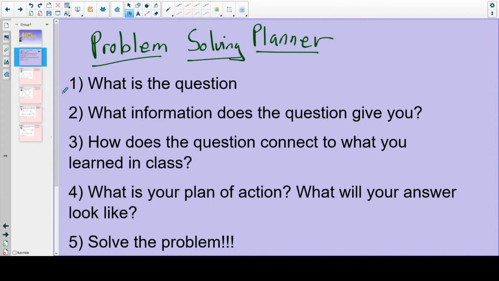The first thing I want to quickly go through is your problem-solving planner. With the questions that we have been doing, this is a very helpful and useful tool that you can use when trying to solve problems. So these are the 4 questions that should be running through your head when you're trying to solve problems. You should be able to know what the question is, what information does the question give you, how does the question connect to what you're learning in class or what you've learned in class, what is your plan of action, and what will your answer look like, and then you should be able to solve the problem. So we're going to try to use all these 5 things.